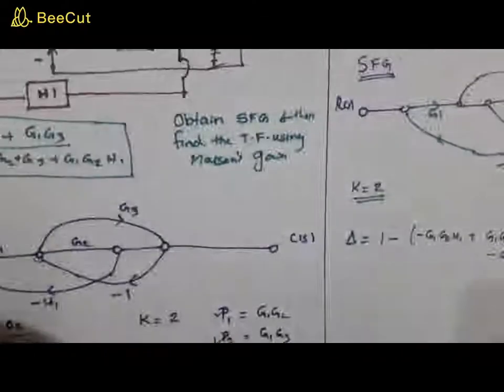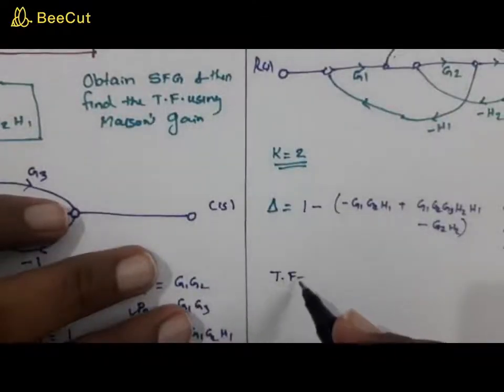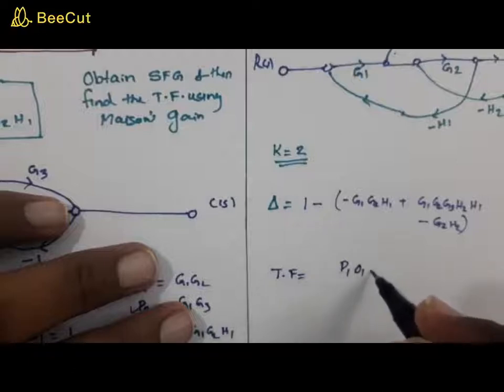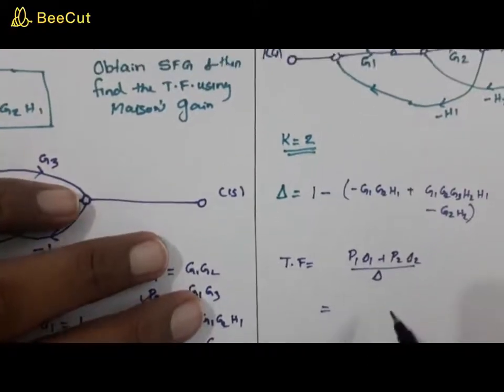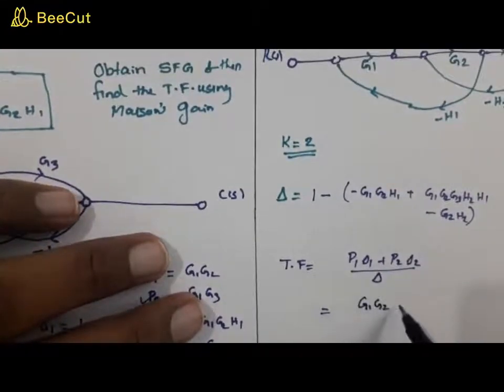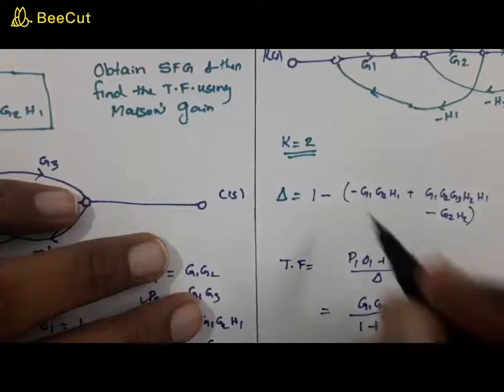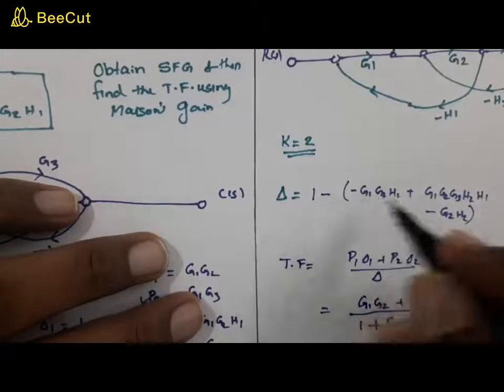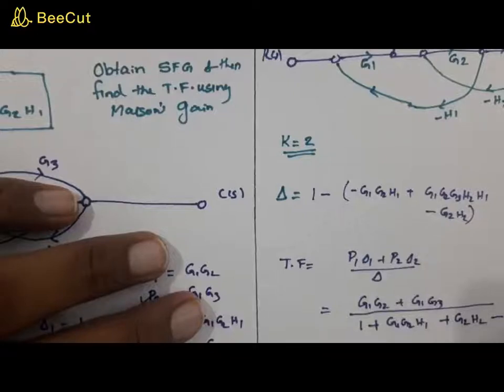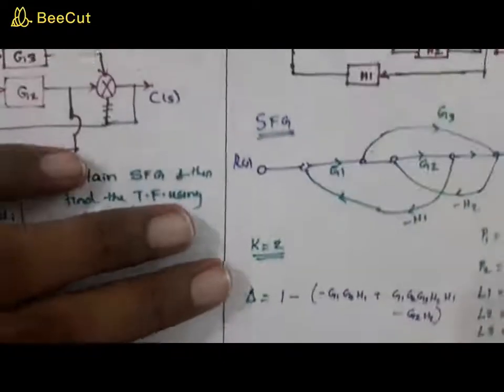So now putting all these things in this equation, we'll get the transfer function to be P1 delta 1 plus P2 delta 2 divided by delta, or this is equal to G1 G2 plus G1 G3 divided by 1 plus G1 G2 H1 plus G2 H2, then you have a minus, that is G1 G2 G3 H2 H1. Okay, so you must be very careful about this.